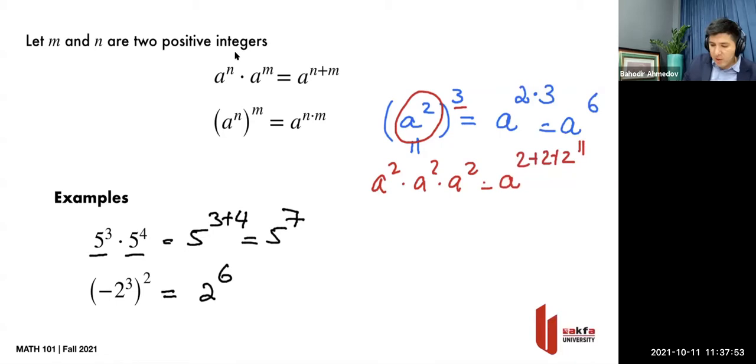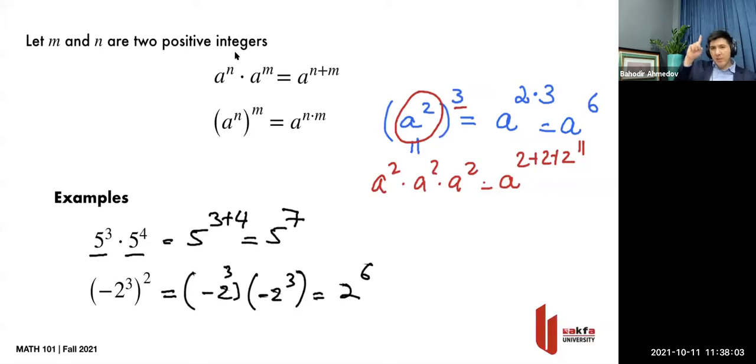So actually, you can write this as minus 2 to the power of 3 times minus 2 to the power of 3. It's going to be 2 to the power of 6. Okay. 2 to the power of 2 multiplied by 3, but you need to always keep in mind the sign as well.